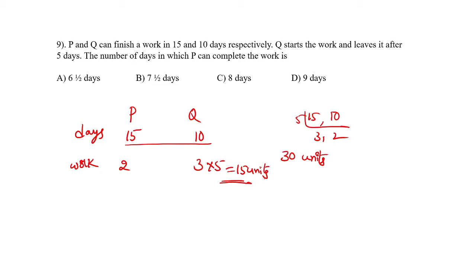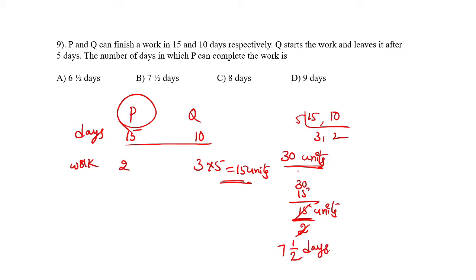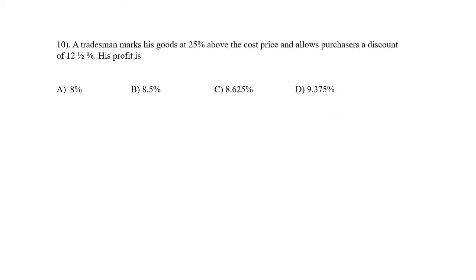So what are the remaining units? Total number of units is 30, and 15 units were completed by Q. So 30 units minus 15, so 15 units remaining. These 15 units of work are done by P. P completes 2 units of work per day. So 15 by 2 means 7.5 days. Okay, what is the answer? Option B.